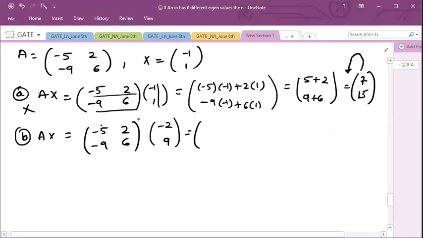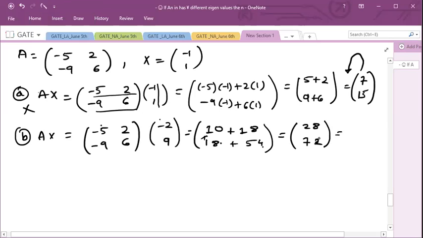Now, minus 5 into minus 2, minus minus plus, 5 2s are 10. 9 2s are 18. Then minus 9 into minus 2 is 18, and 6 9s are 54. So 18 plus 10 is 28, and 18 plus 54 is 72.